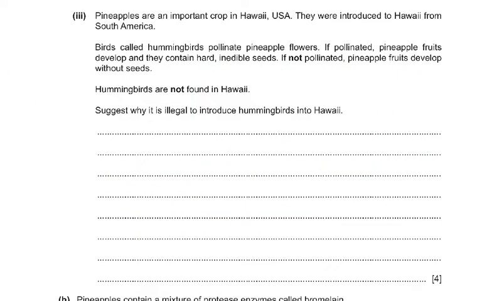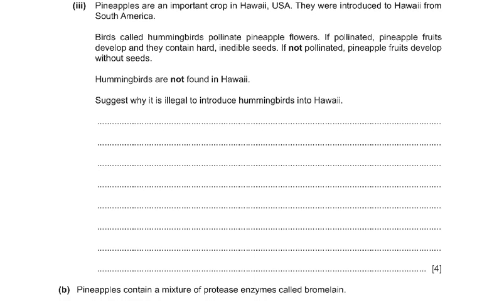Pineapples are an important crop in Hawaii, USA. They were introduced in Hawaii from South America. Birds called hummingbirds pollinate pineapple flowers. If pollinated, pineapple fruits develop and they contain hard, inedible seeds. Inedible means they can't be eaten. If not pollinated, pineapple fruits develop without seeds. Hummingbirds are not found in Hawaii. Suggest why it is illegal to introduce hummingbirds into Hawaii. 4 marks.